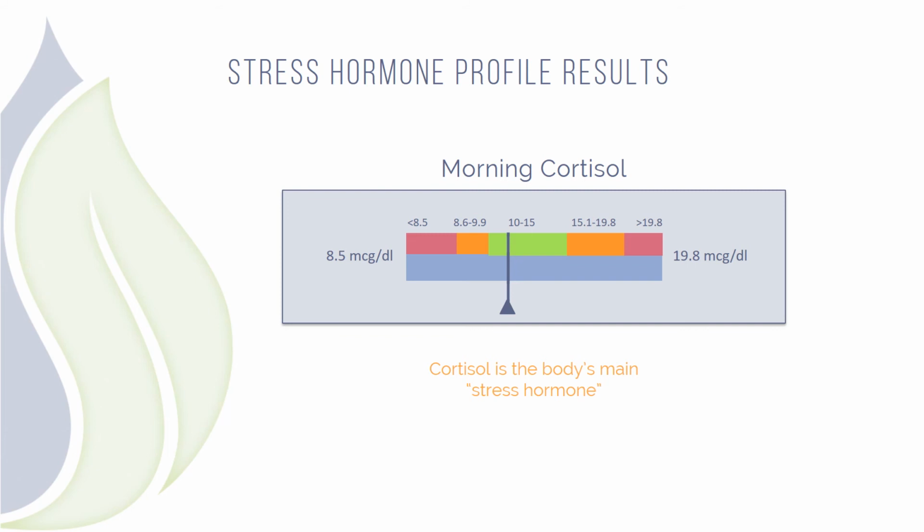cortisol. DestinyWell has set the optimal range at 10 to 15, mildly high at 15 to 19.8, and too high over 19.8, with mildly low at 8.6 to 9.9, and too low at less than 8.5.